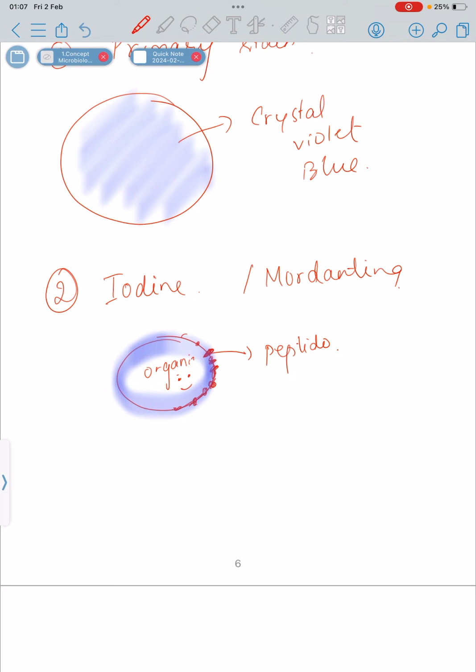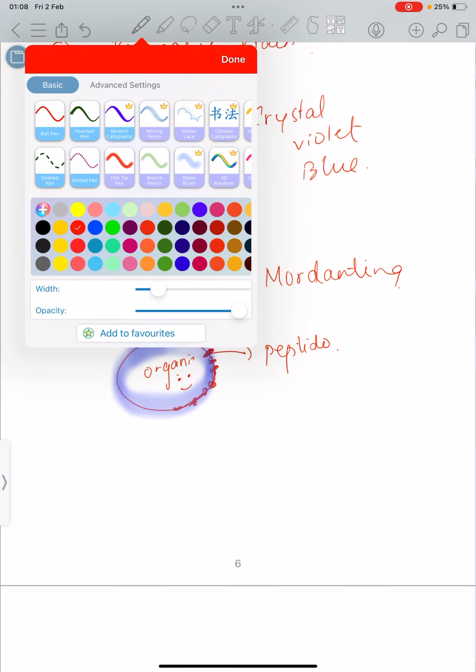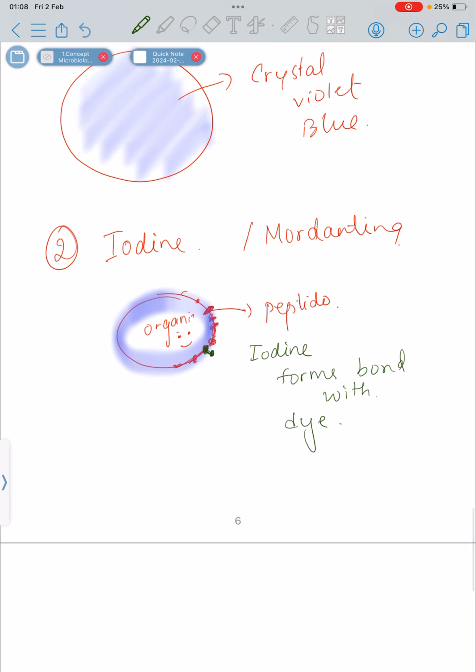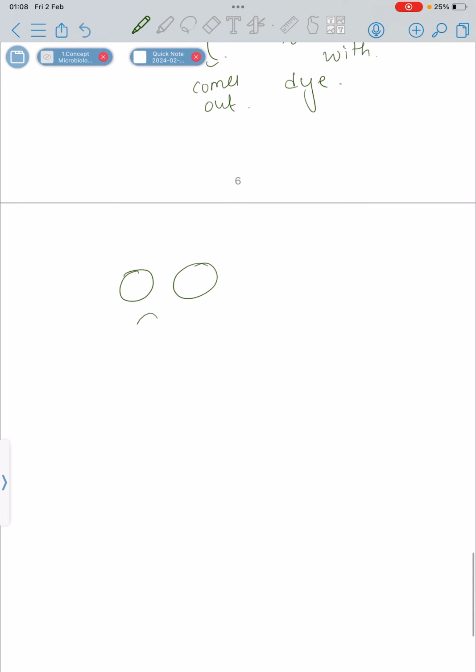Now if we give iodine, then this iodine forms a bond with the dye. So if this is dye and this is iodine, they form a bond, so that when we decolorize it, this bond as a whole can come out. You got my point? So if these are organisms, this is the cell wall, and the dye is in the cell wall.